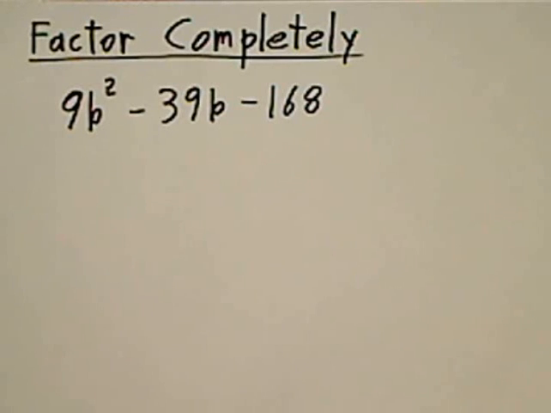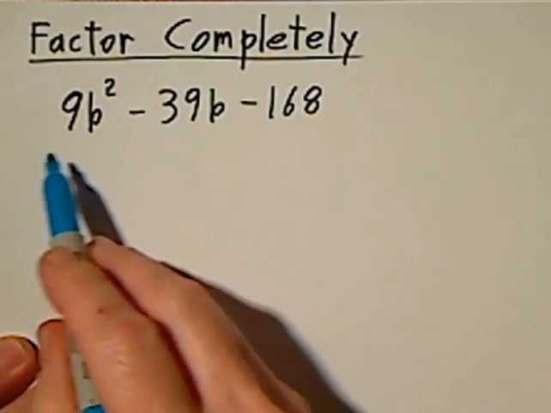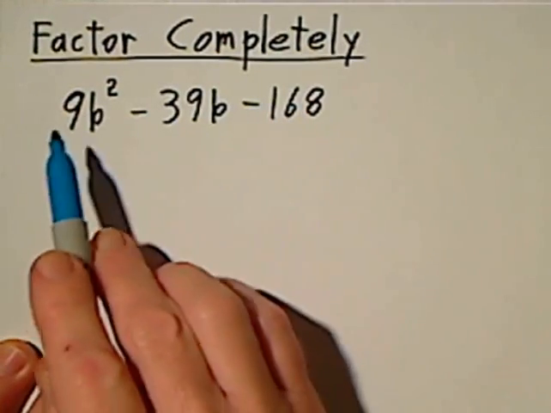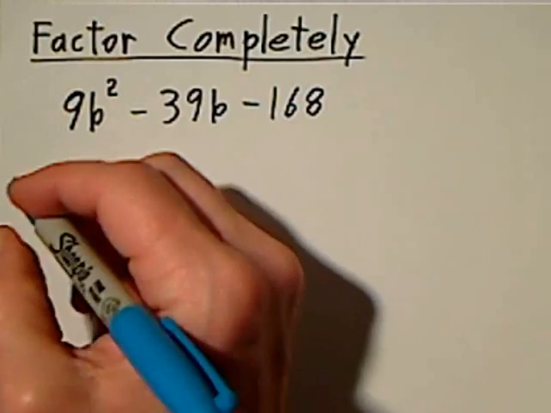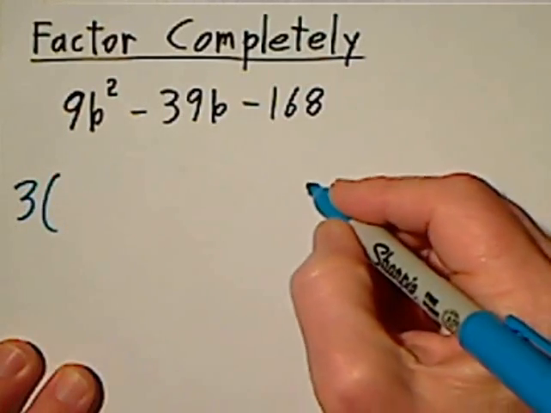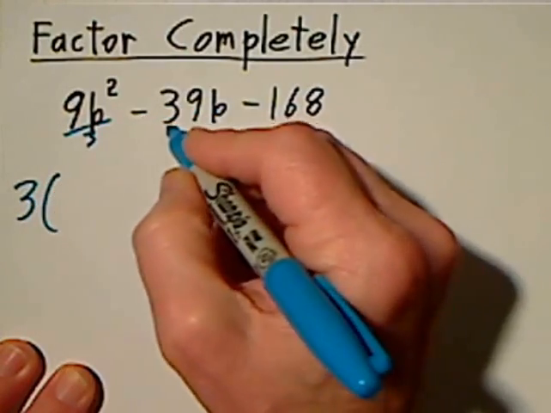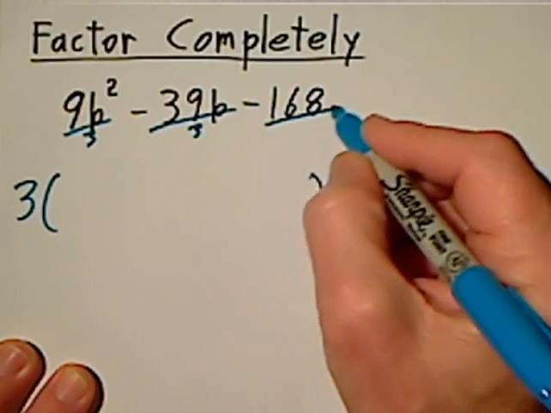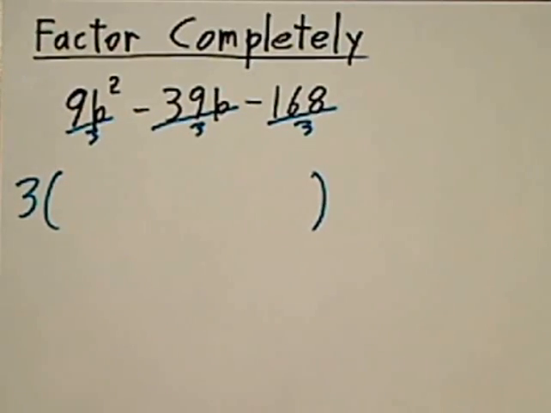Whether you're going to use box or grouping, you always start by looking for the GCF. That's always the first step when factoring. So you look at each term and we can get a 3 out of each term. So that means we're going to factor out a 3. And again, that means we're going to divide by 3, divide by 3, divide by 3. And this 3 shows that I'm willing to send it back in.